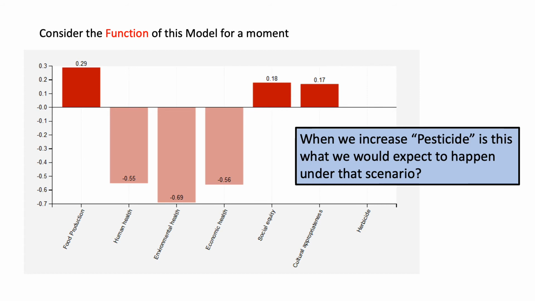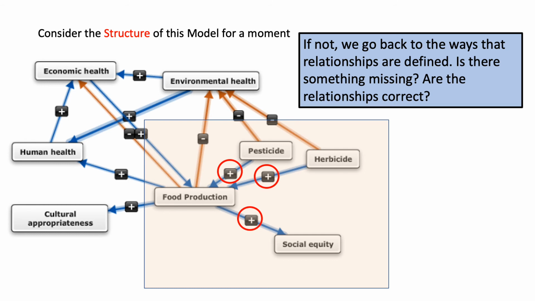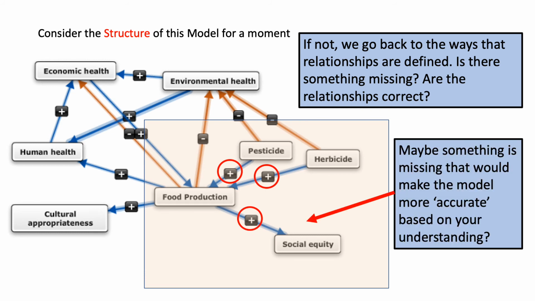So when we increase pesticide, is this what we would expect to happen under that scenario? We see here that we have a slight increase in social equity and cultural appropriateness. Is this what we would expect to happen when we increased pesticide? Perhaps the other components behave how we would expect them to, but maybe these 2 components do not behave how we would expect them to. So we need to go back and consider the structure of this model for a moment. And we look at the ways that the relationships are defined. Is there something missing? Are these relationships correct? Maybe something is missing that would make the model more accurate based on your understanding.